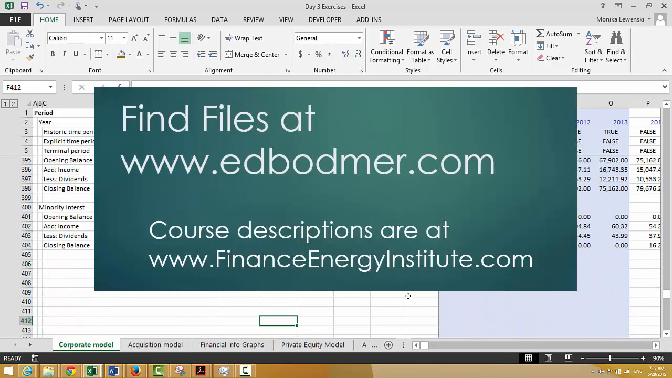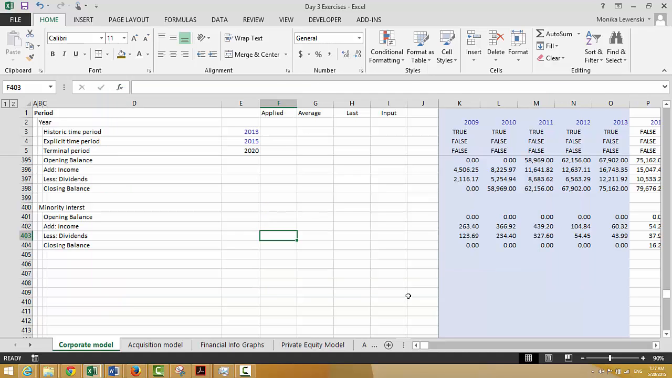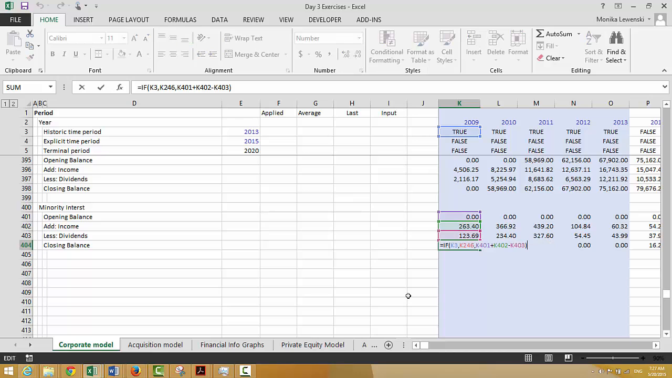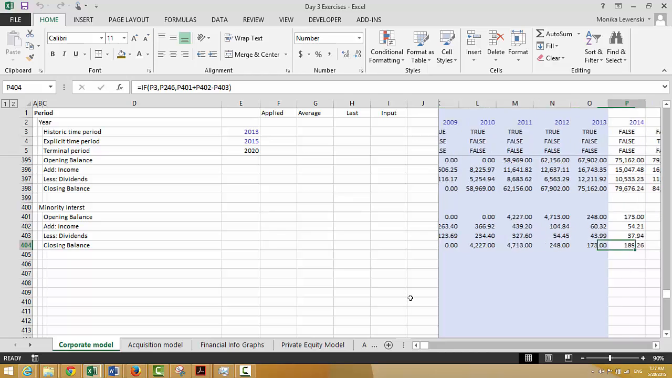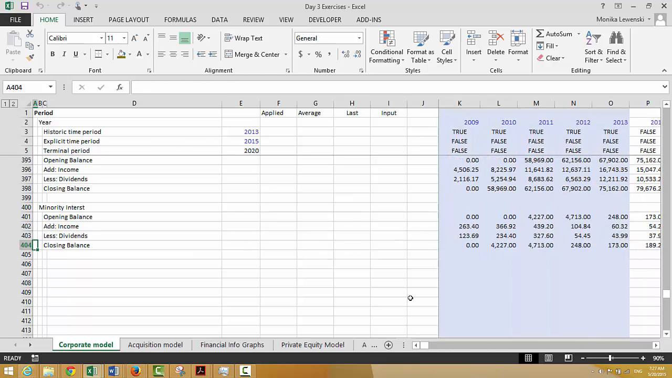So, where were we? On the minority interest, we're gonna put this in. So we put, if it's that, K40. Did I copy? I think I didn't copy this. Then we copy this, okay? And then once we have this, then we can put our assets in.